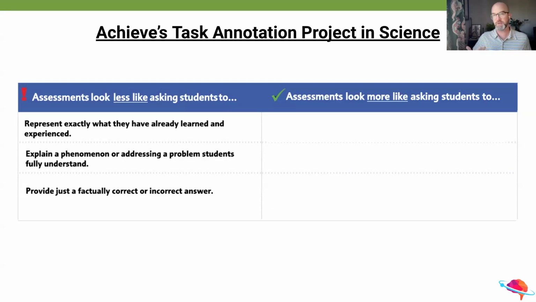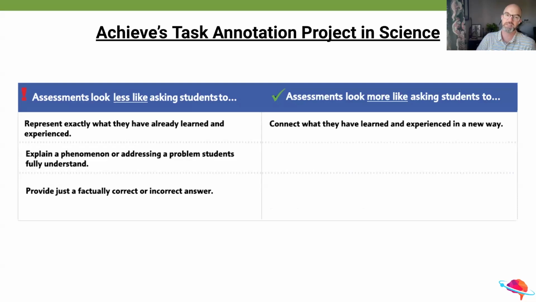And then we also have to make sure they're not just providing a factually correct or incorrect answer. There needs to be interpretation. Maybe there are lots of different pieces of evidence that you could pull from in order to say that this is correct or not correct. And it shouldn't be something that they've memorized. And I think that's what this factually correct or incorrect is all about. Instead, we want students to do more things like connect what they've learned and experienced in a new way. So they need to see something that is new.